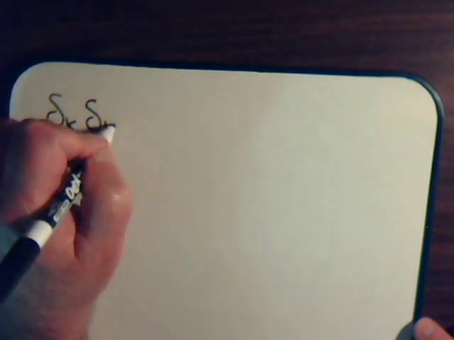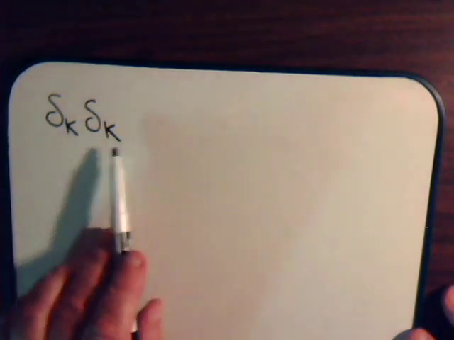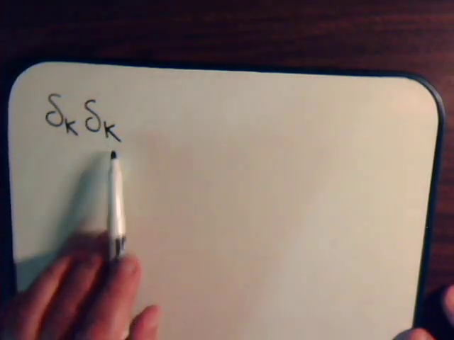In future videos, sometimes you will see this expression, say delta k, k. Well, here we have a repeated index, so that means we should be summing over it. So let's sum over this one first, and for the moment ignore that one.